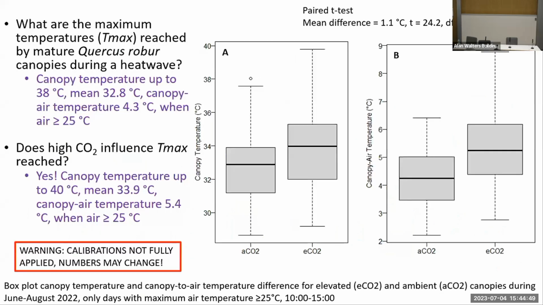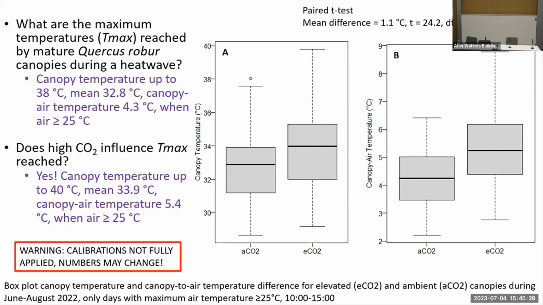Now, going forward with the analysis, we did a PET test to compare what maximum canopy temperatures were reached in 2022. We found that canopy temperatures in the ambient arrays reached a maximum of about 38 degrees, with a mean of 32.8. And the canopy temperature for the ambient patches was about 4.3 degrees above air temperature when air temperatures were above about 25 degrees Celsius.